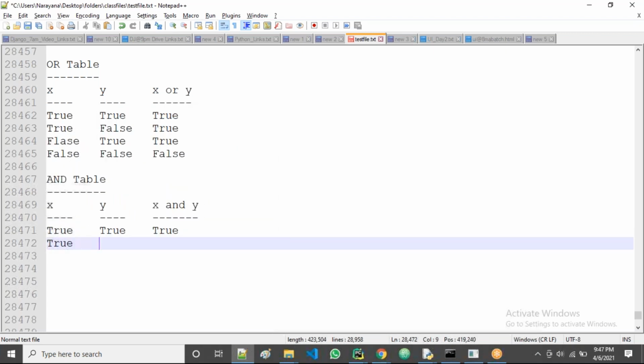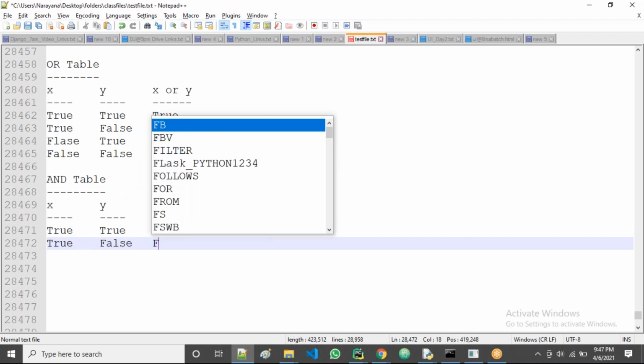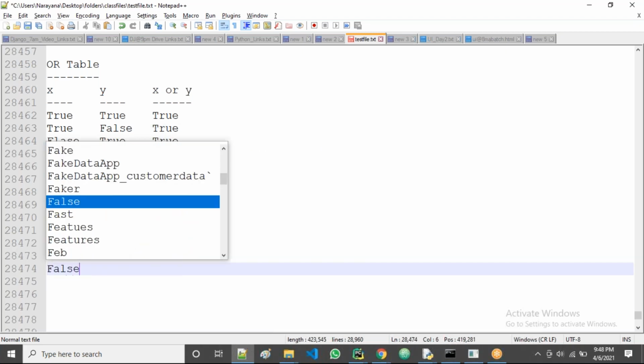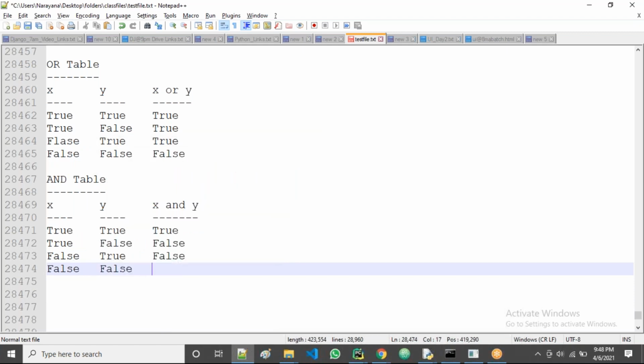Suppose X is true and Y is false. Then what is AND? AND is false, guys. If X is false and Y is true, then what is the AND? It's also false, guys. The last one, both are false. Then it's also false.